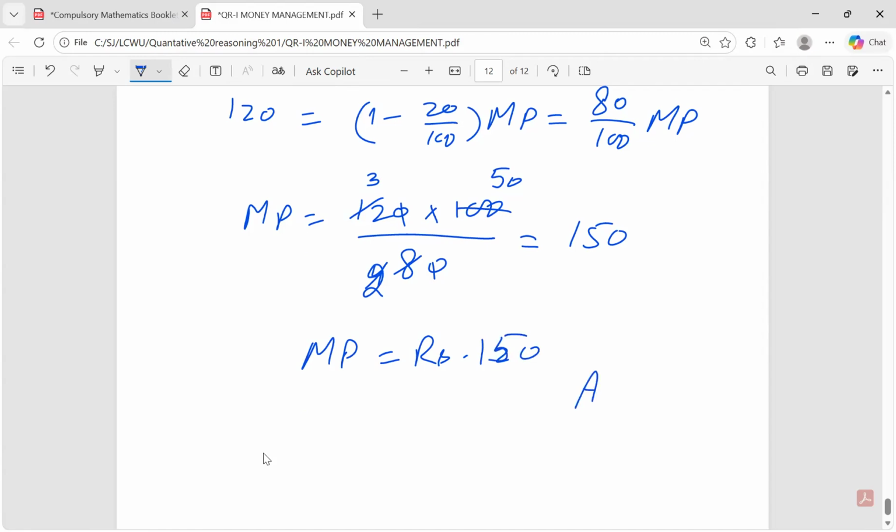So that's the answer. So it completes the proof, and it's all from this exercise of money management. So it's all from today's lecture.